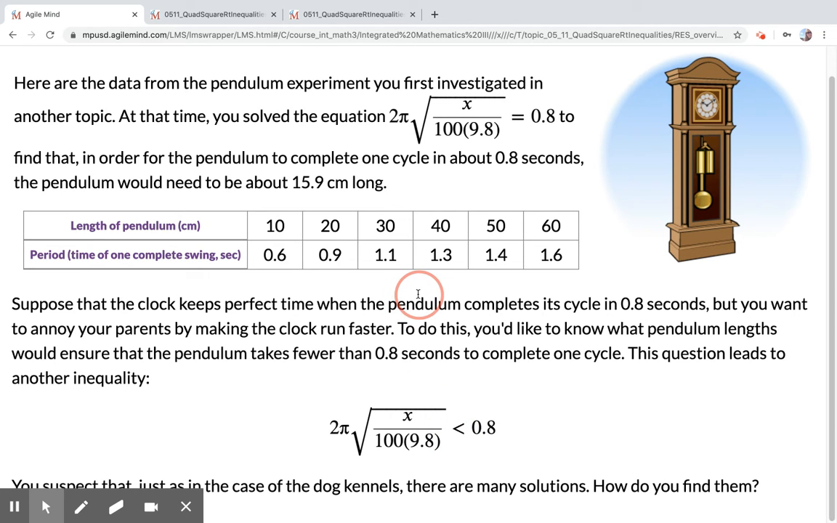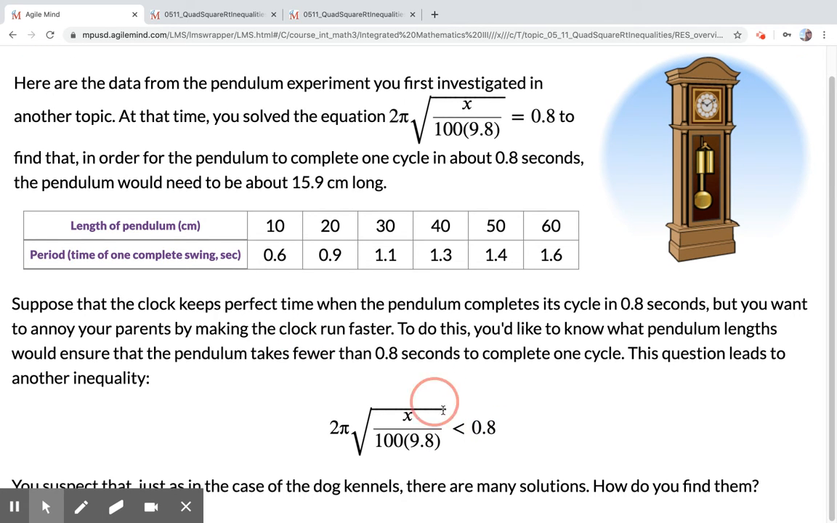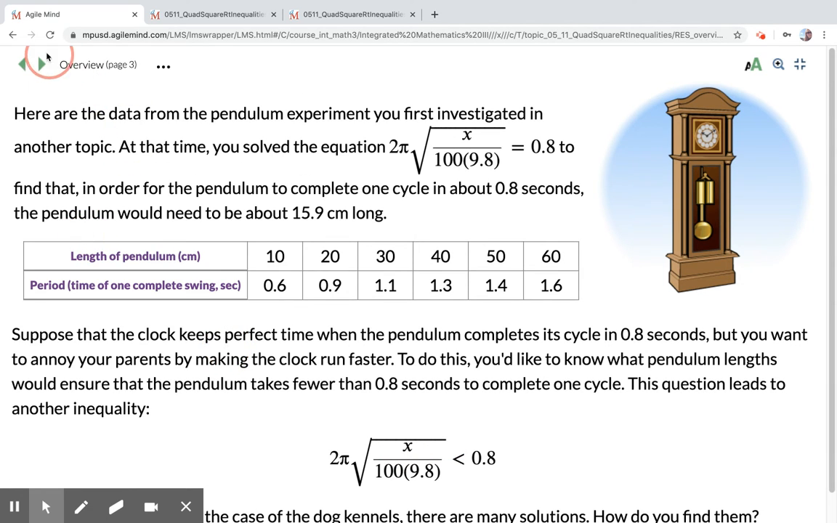So just like with the dog kennels, this means there's a lot of solutions here. So the question is, how do we find them all? And that's the big question for this unit, guys. Now that we can see with these inequalities, there's so many solutions. There's an infinite number of solutions. The question is, how do we find them?